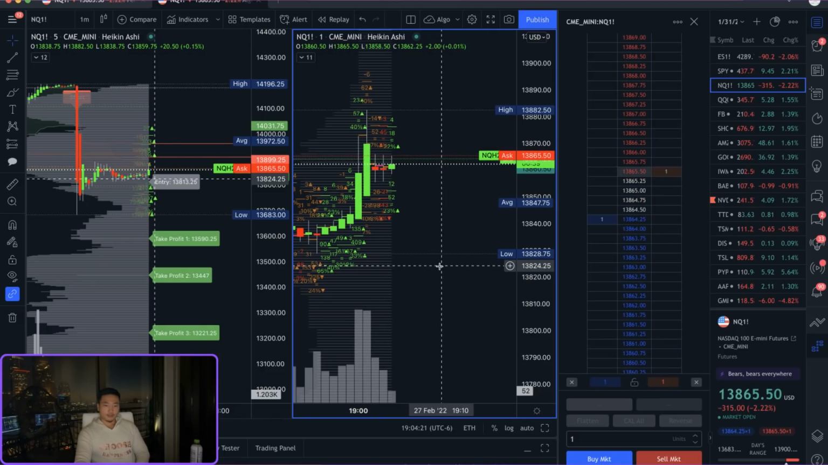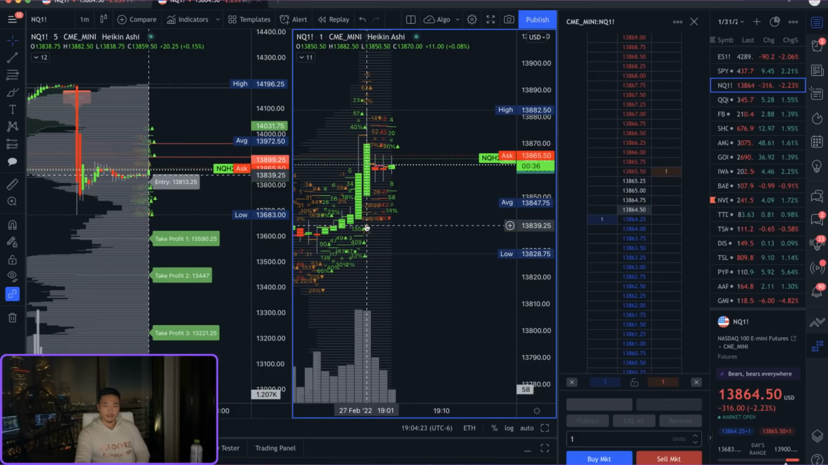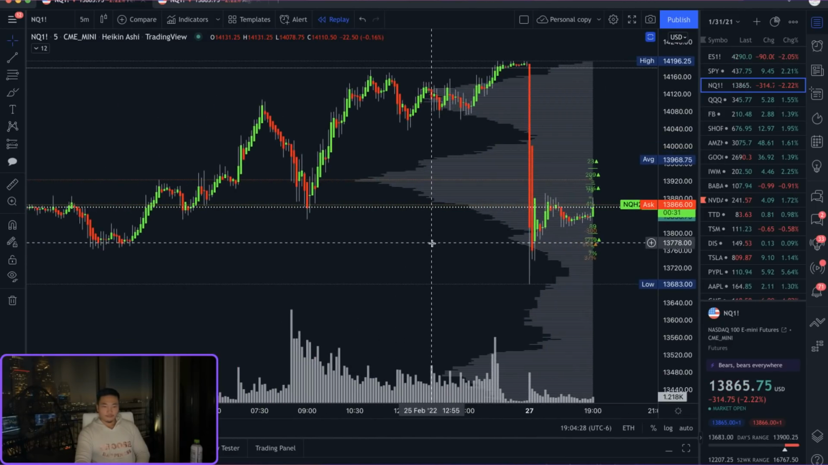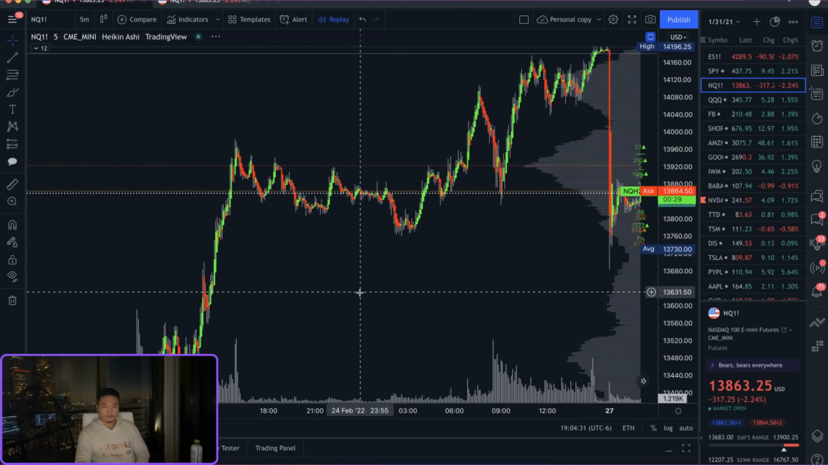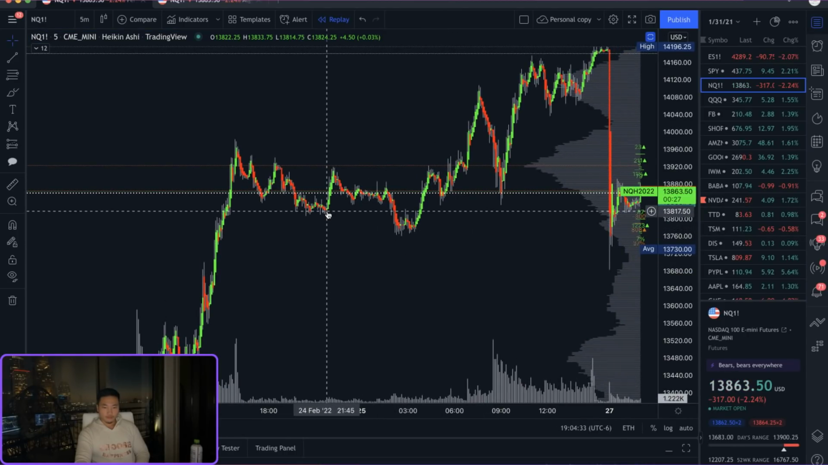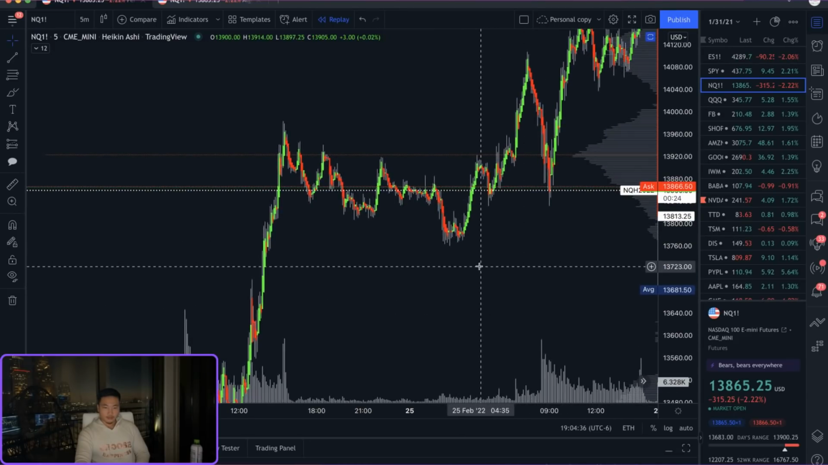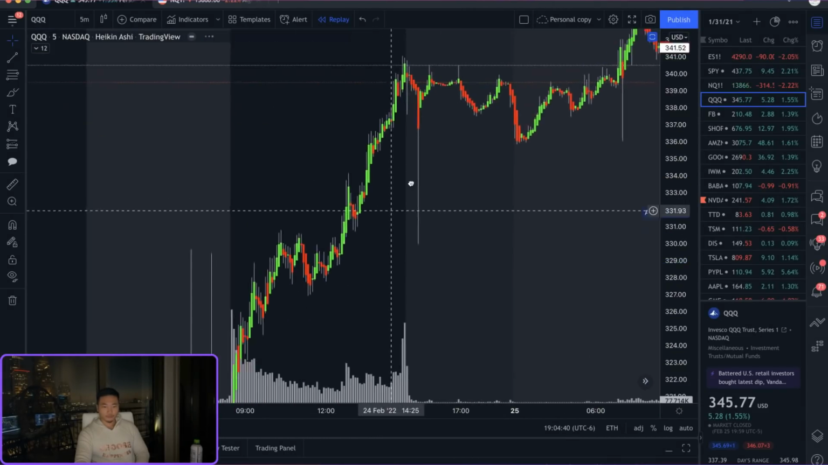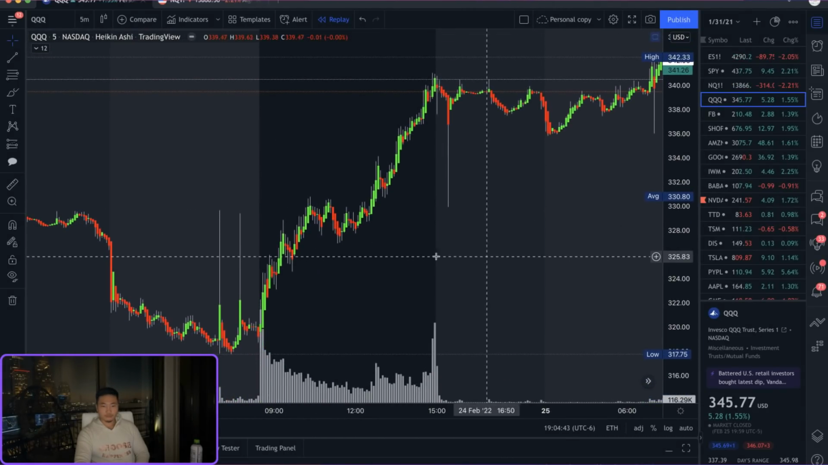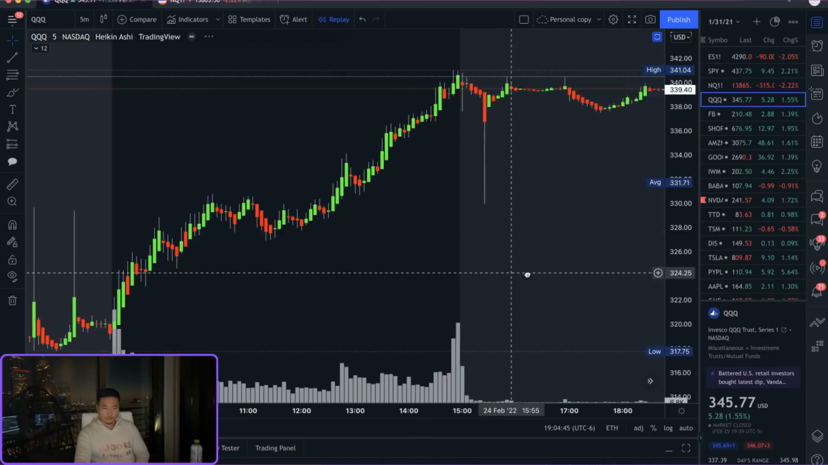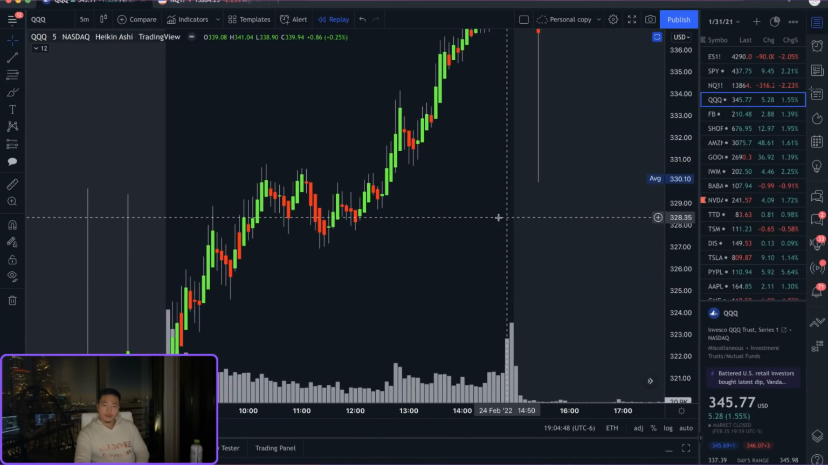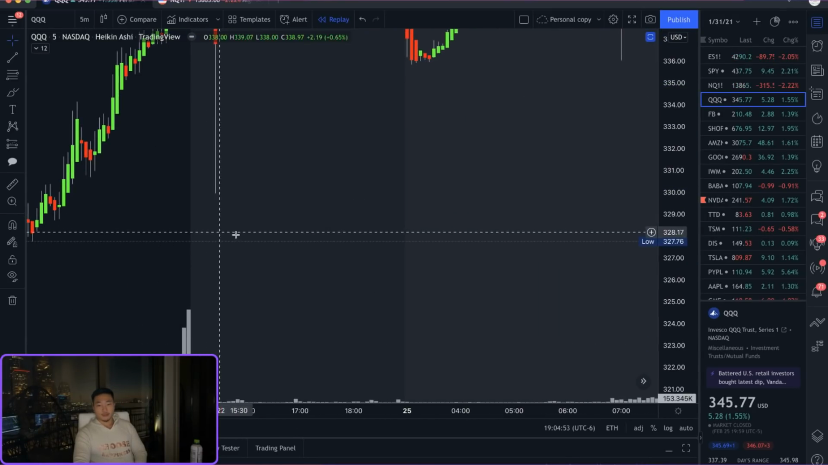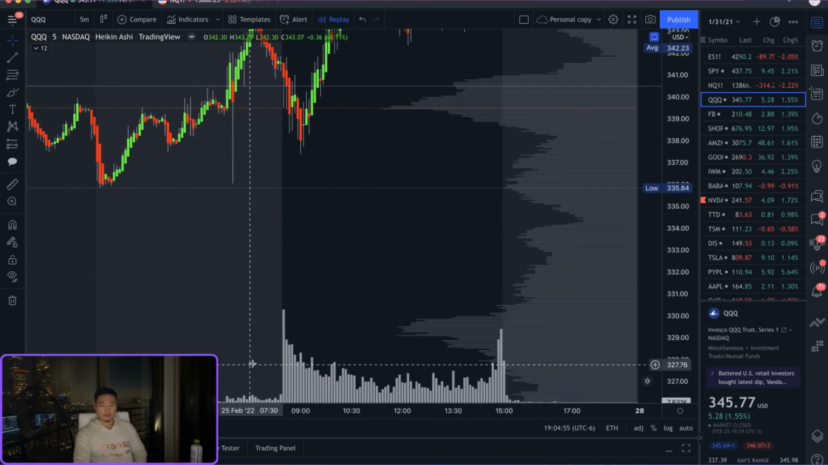Let's see if we can find another scenario. So right here, or we can go to QQQ. For example, QQQ last Friday. Okay, not last Friday.